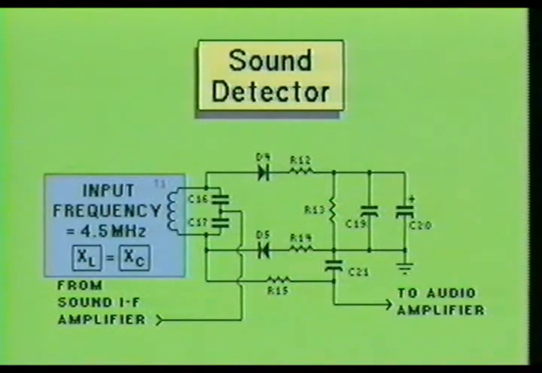When the input frequency is exactly 4.5 MHz, the load portion of the circuit will have a balanced condition. That is, the capacitive and inductive reactances will be equal, and only the resistors will have any effect on the current flow through the circuit. When the input frequency swings below the 4.5 MHz tuned frequency, the load portion of the circuit will see more capacitive reactance than inductive reactance. The detector circuit will therefore be thrown out of balance.